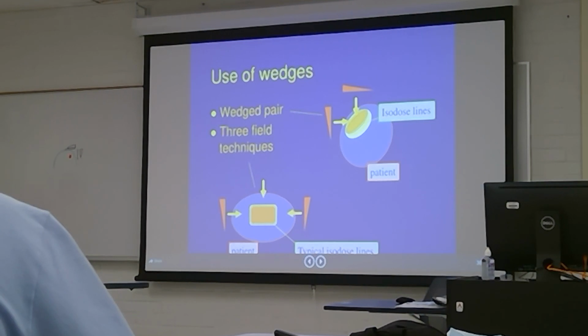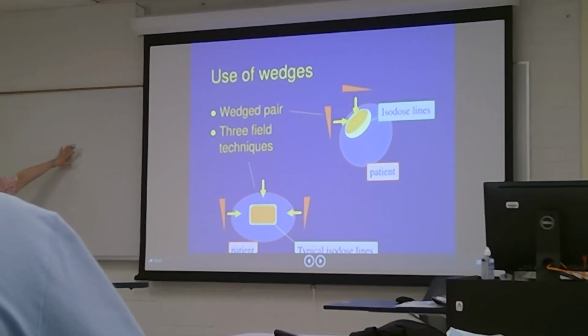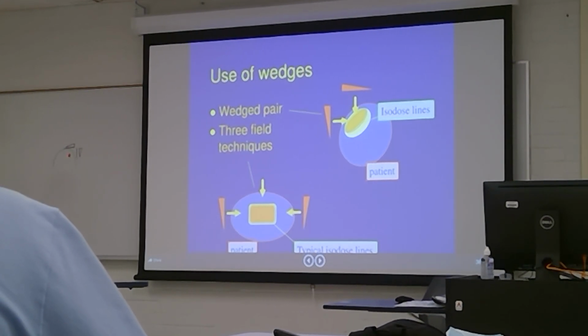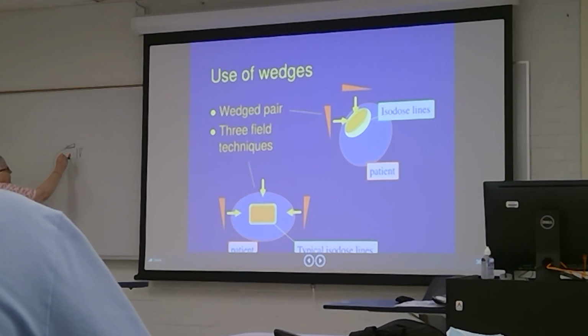So the rule of thumb, ladies and gentlemen, you have to remember this: 99.99999 times out of 100, if you're using two wedges like that, the heels or the thick ends would be together. So this one, your thick ends are together. This one too. So here is your three field technique.